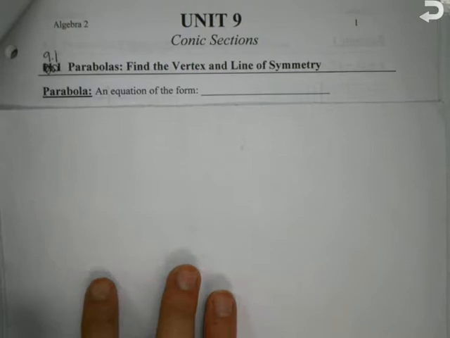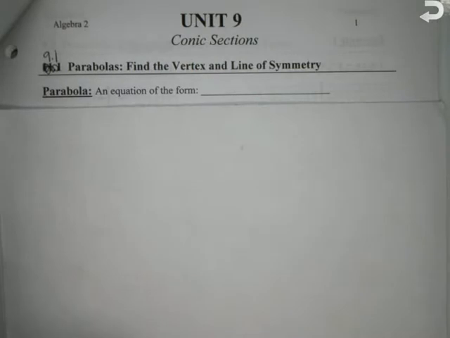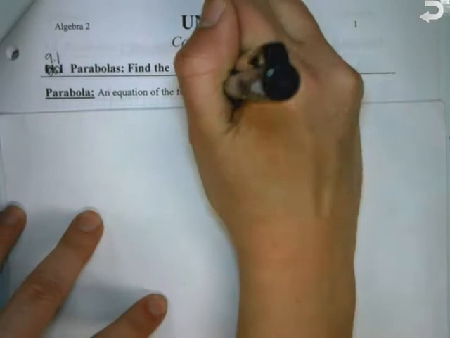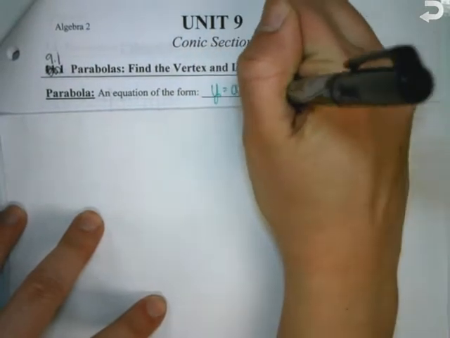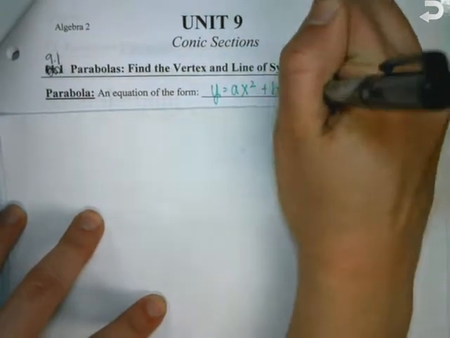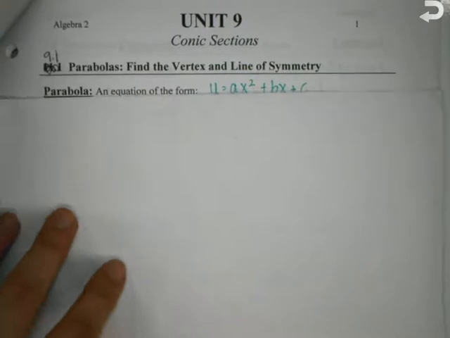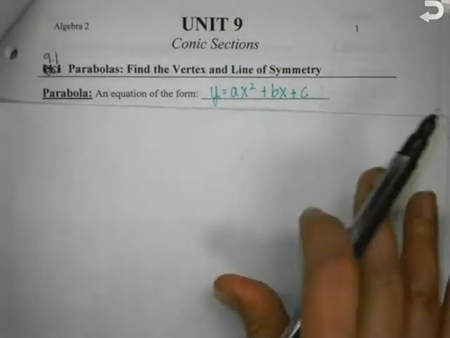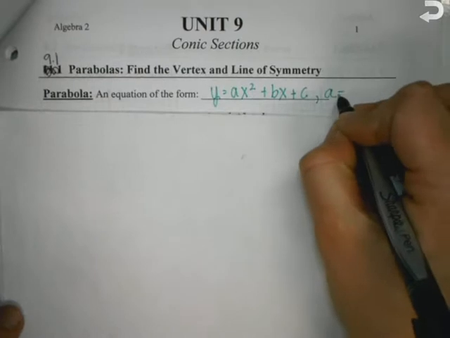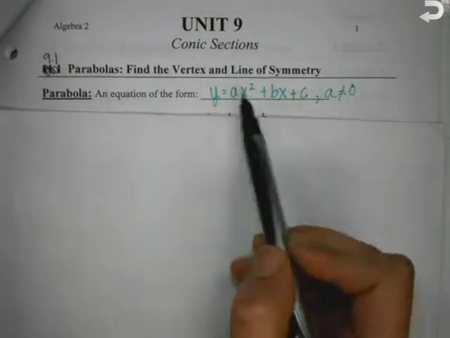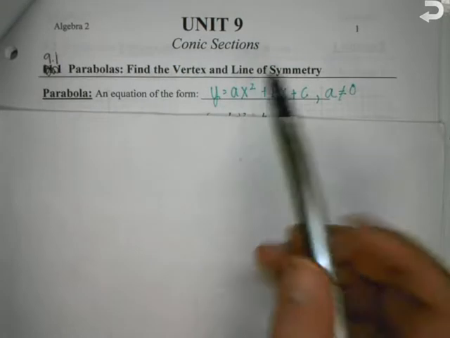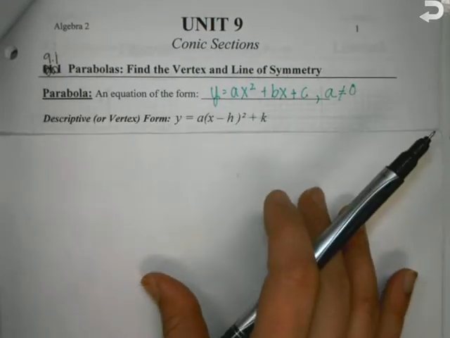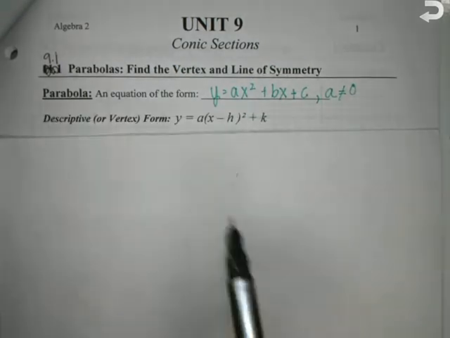Okay, so a parabola is an equation of the form y equals ax squared plus bx plus c. Okay, so that's something we already know. It has to have an x squared in it, and the a cannot be equal to what? Do you guys know? 0. It can be equal to 1, but we can't have a equal to 0, which means the x squared has to be there.